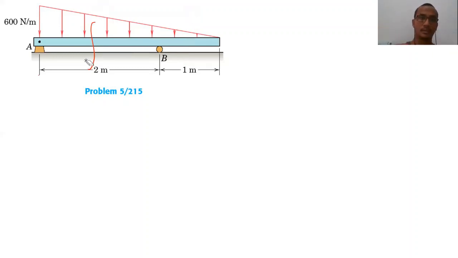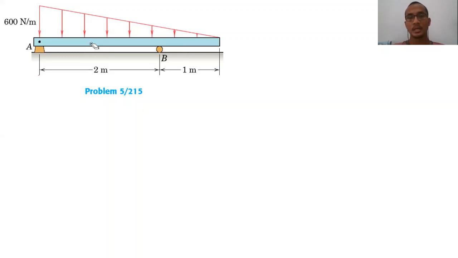Then after we find out the equation for the internal shear force distribution and internal moment distribution, what we're supposed to do, just like the previous video, is find the maximum value for the moment. How can we find it? We can find it by using the first derivative of the moment equation equal to 0.